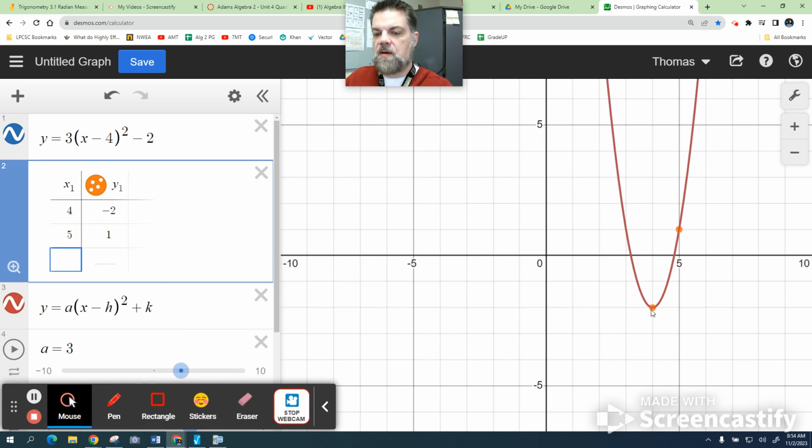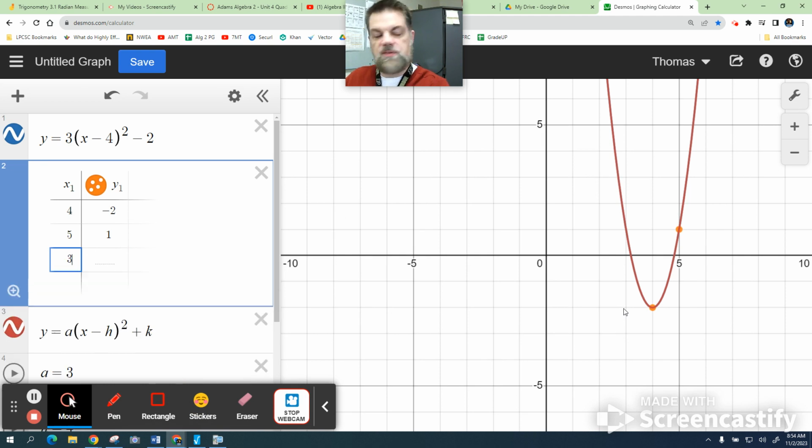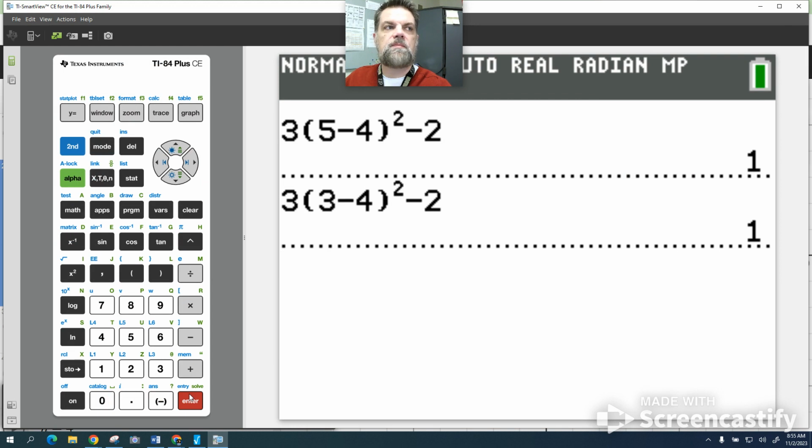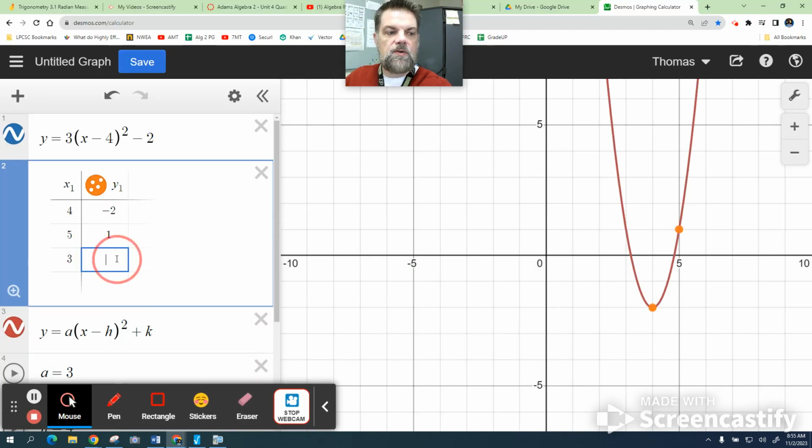Now let's go one number over here to the left in the x direction. Let's say 3. So let's plug in 3. So I go back to my fancy calculator. If you guys want the fancy calculators, they're in the cardboard box on the bookshelf, or you can just watch. So now if I say 3 times 3 minus 4 squared minus 2, I get 1. Okay? So when x equals 3, I get 1. See the symmetry there?